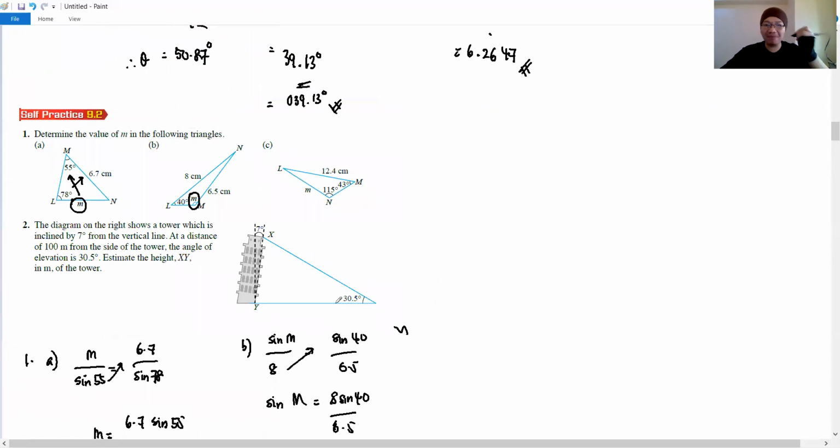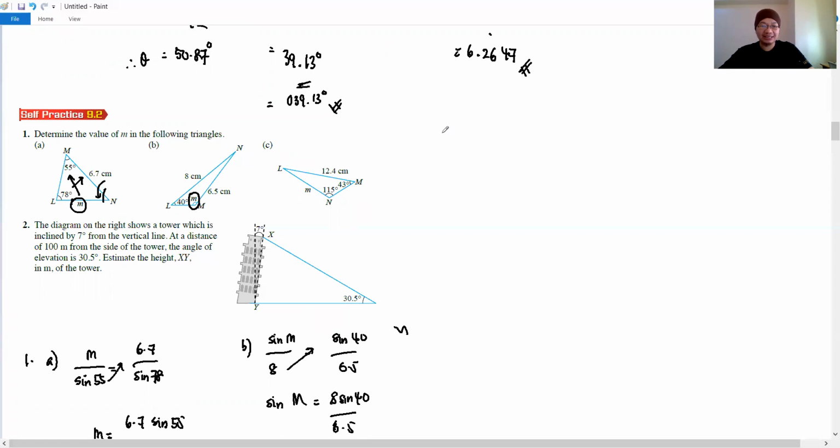Sorry, because my pen ran out of battery, I need to charge it. That is our question B. I hope you guys can differentiate between question A and question B. Question B is obtuse, but for question A, if I want to find this angle, it is an acute angle because of the diagram.